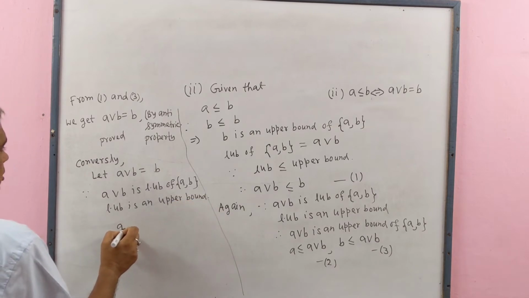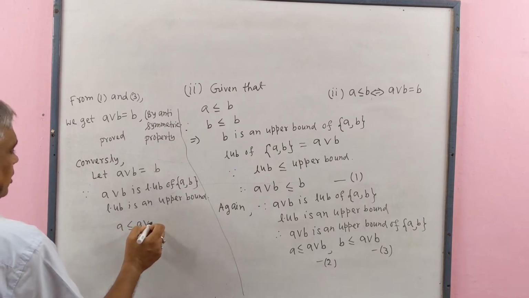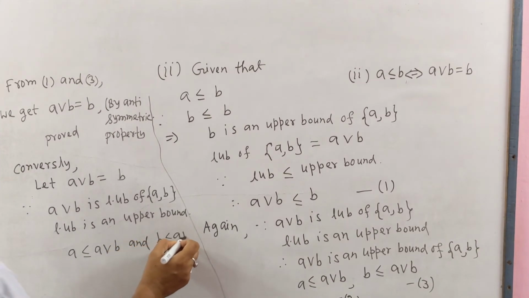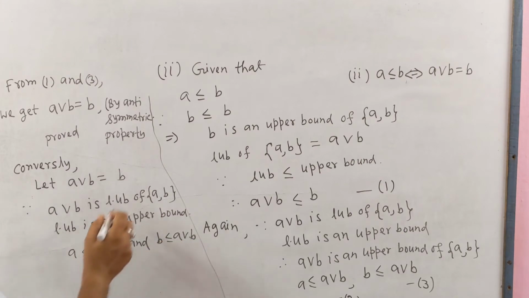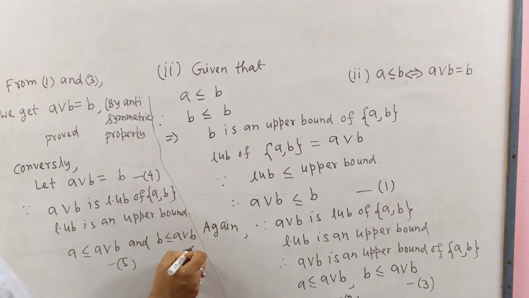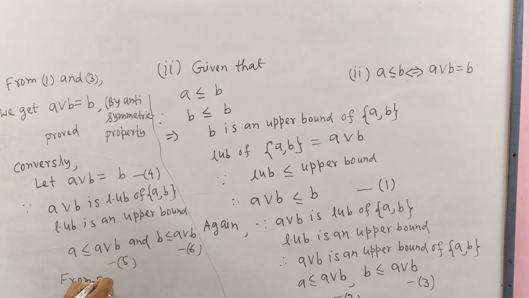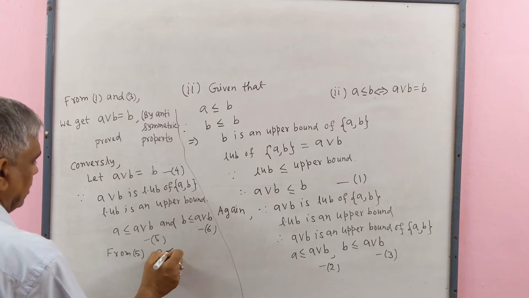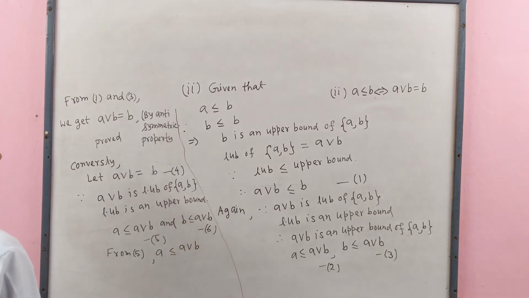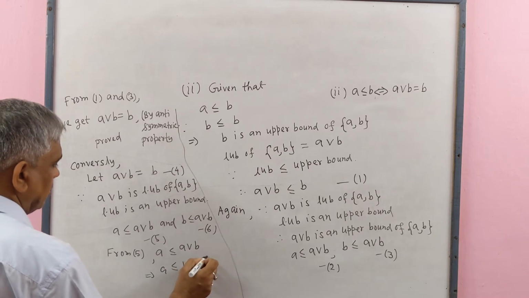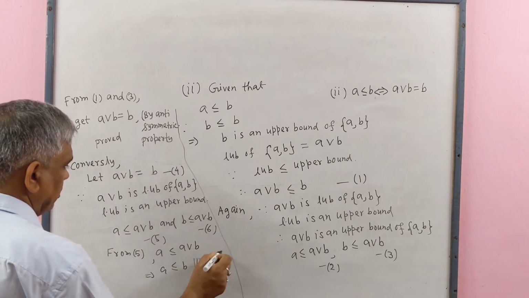Therefore, A ≤ A ∨ B and B ≤ A ∨ B. Let this be number 4, this be 5, and this be 6. From 5, A ≤ A ∨ B using 4, and proved.